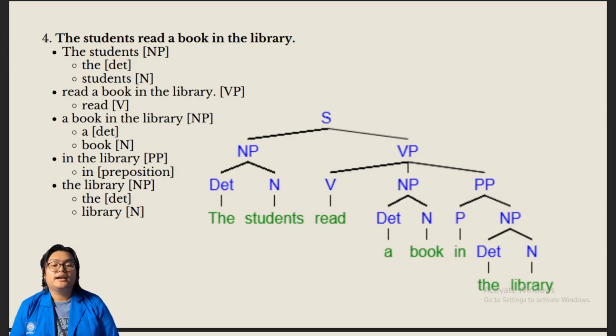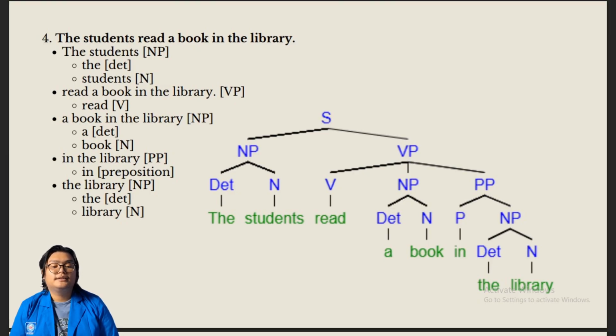"The students read a book in the library." "The students" is an NP, and "read a book in the library" is a VP. The NP "the students" consists of the determiner or article "the" and "students" as a noun. "Read" is a verb. "A book in the library" is a noun phrase. "A book" consists of the determiner "a" and the noun "book." "In the library" is a prepositional phrase: the preposition "in" and the noun phrase "the library," with the determiner or article "the" and "library" as a noun.